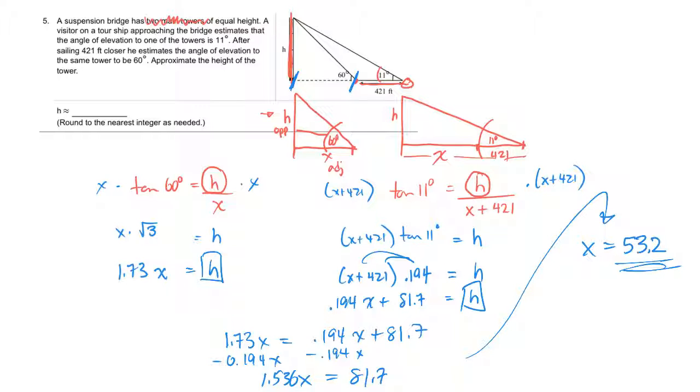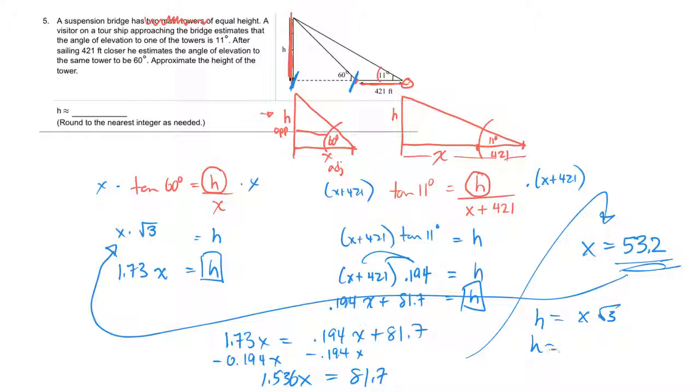But I want to know what h is. Oh, I could just plug it back in over here then. So h I know is x times root 3. And if x is 53.2, just multiply that by root 3. 92.1, I call it. So the height is 92.1. You could have plugged that x value into here as well, and it should come out to the same answer. Hopefully that helps you with a couple of those questions.